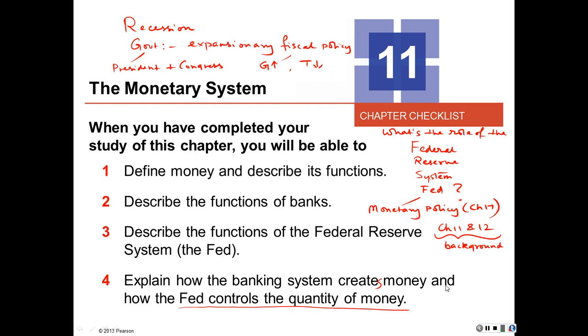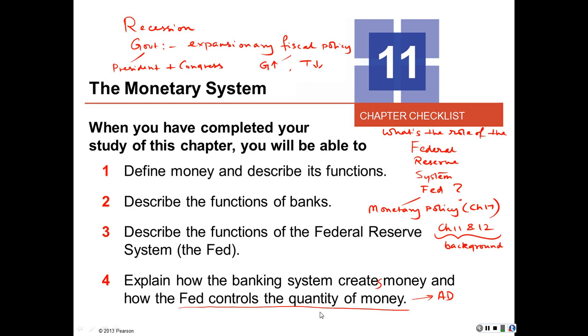And somehow this is going to be related to the AD curve. Because remember, in a recession, we'd like to shift this curve rightwards, correct? So we're going to see how the Fed does this by changing the quantity of money in the economy. That's what the Fed does. Because the Fed does this together with our banking system. Okay?